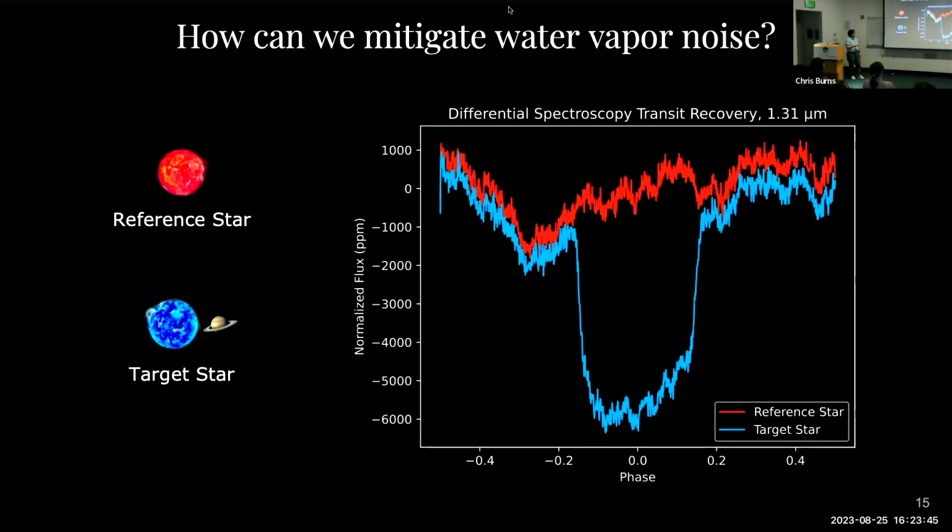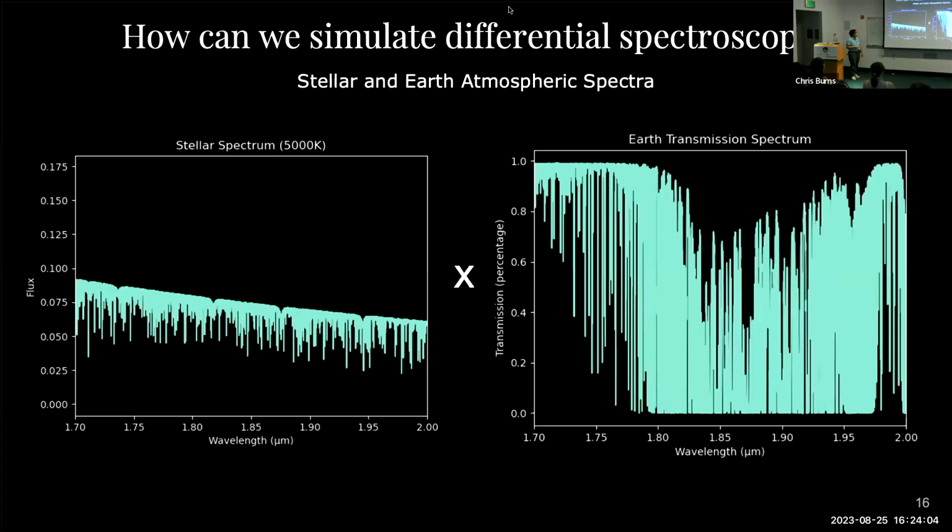The target star will experience this dip in flux from the exoplanet transit, while we expect the flux of the reference star to remain constant over that period. But they will both experience similar effects of Earth's precipitable water vapor. So our hope is by dividing these two signals, we can remove that common noise effect and better recover the exoplanet transit.